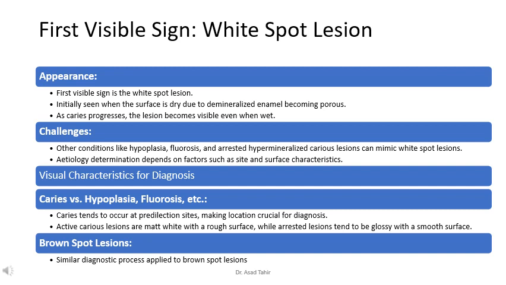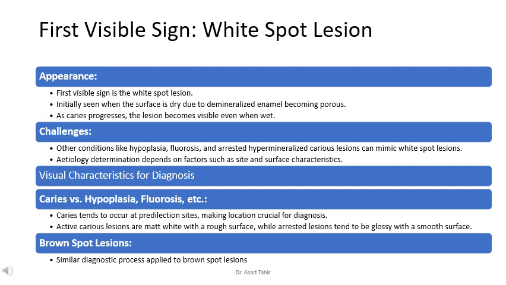Challenges. Differential diagnosis. Other conditions such as enamel hypoplasia, fluorosis, and arrested hypermineralized carious lesions can mimic white spot lesions, posing challenges for accurate diagnosis. Determination of etiology. Factors such as the location and surface characteristics of the lesion are crucial for determining its etiology.